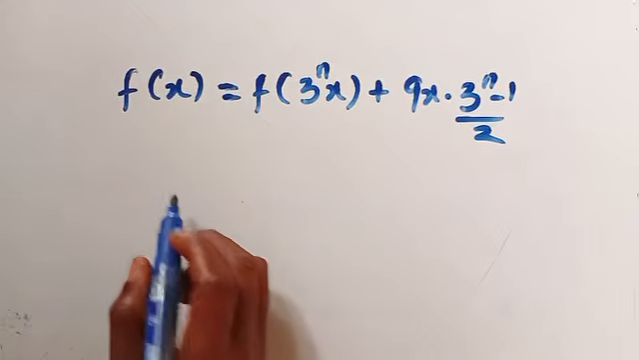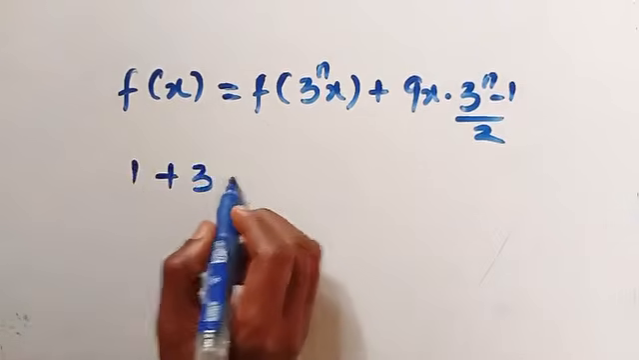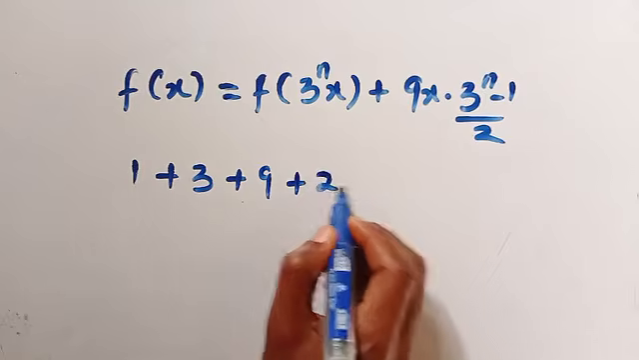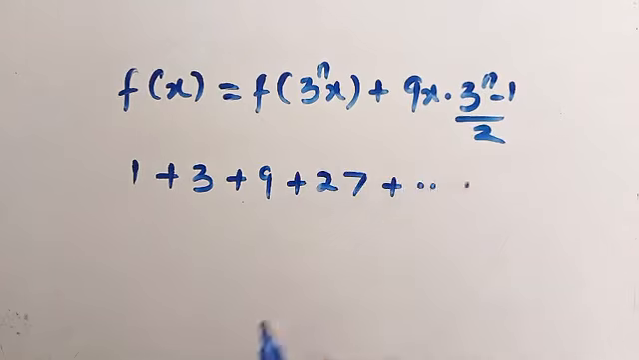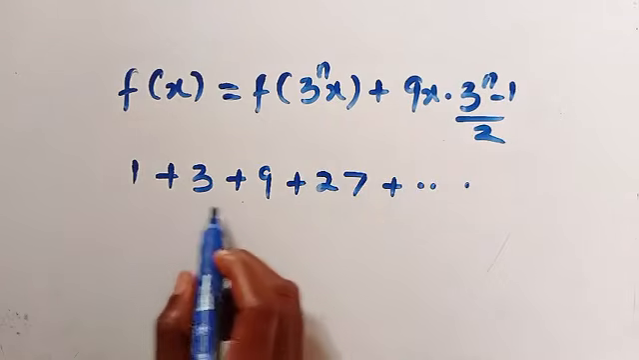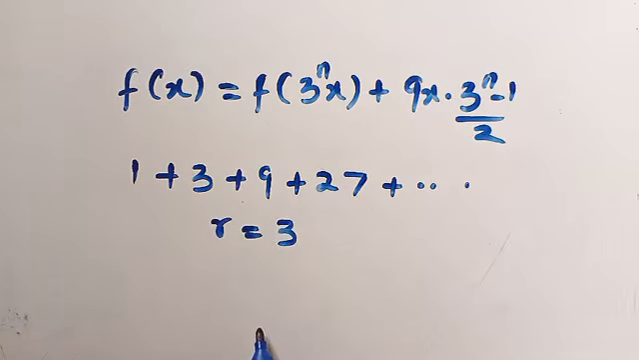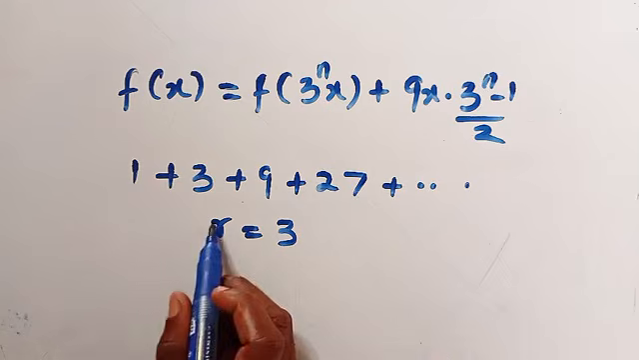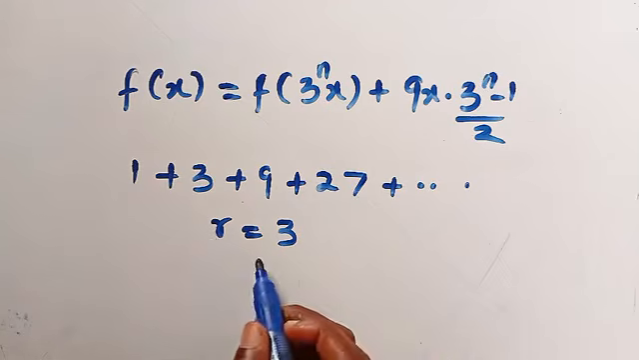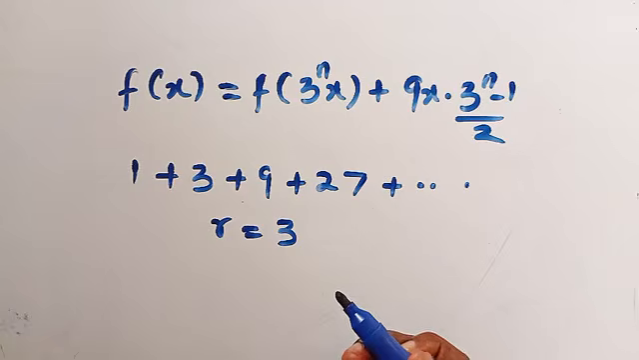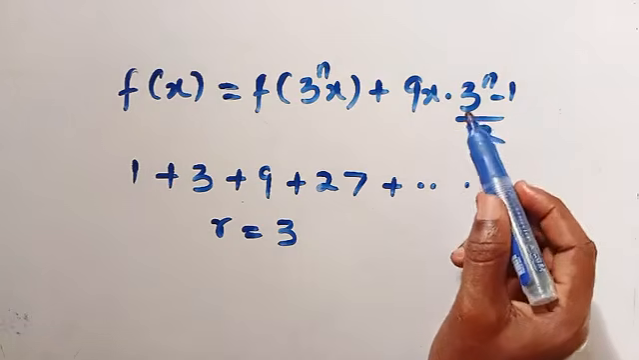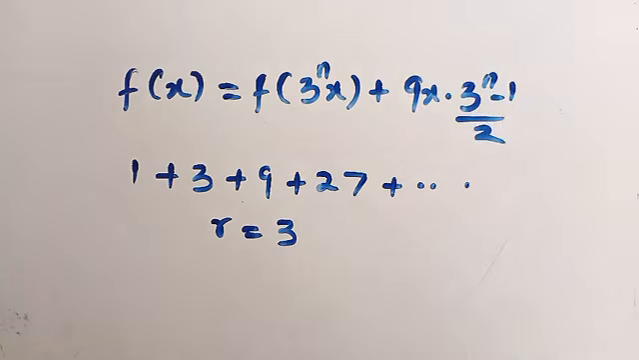So what I was saying is, suppose we have 1 plus 3 plus 9 plus 27. When this keeps going, we know that we have the common ratio here, which equals 3. When we apply the sum of a geometric progression, since the common ratio is greater than 1, we are going to arrive at 3 power of n minus 1 divided by 2.